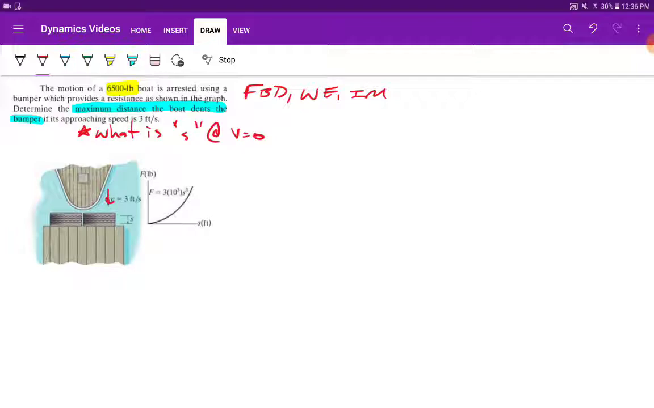So think about it. It's coming in with 3 feet per second. It's going to hit the tires, and then it's going to push in the tires. And when it finishes pushing in the tires, the boat's going to have stopped. So basically, when the boat stopped, how far did it go in? So what is S when the velocity is 0? All right, so we're going to be doing work energy.